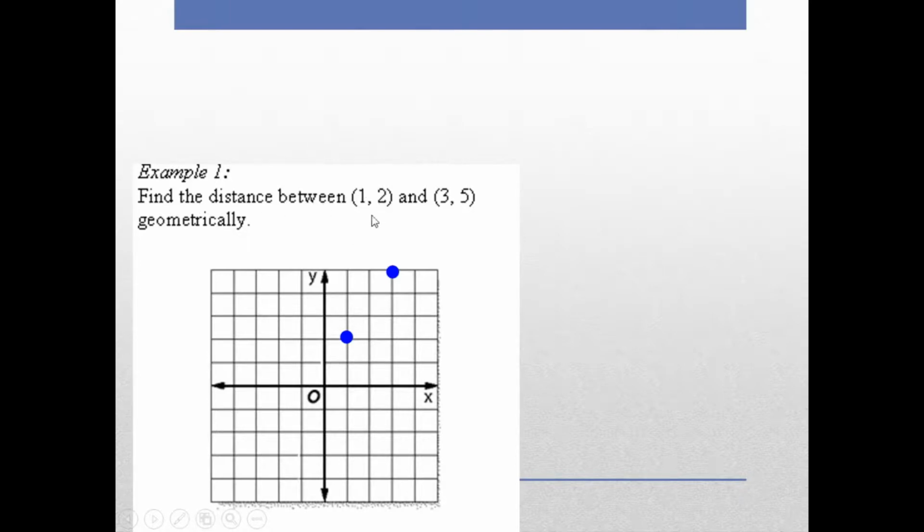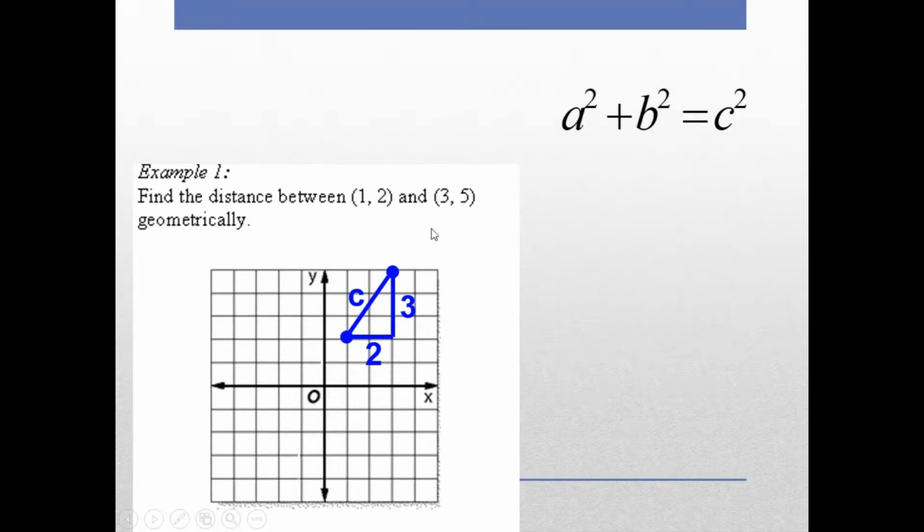To find the distance between 1, 2, and 3, 5, you can connect those 2 points with straight lines and then a line directly between them, which makes a right triangle. Then counting the units along the vertical and horizontal lines, I have a side with a length 2, a side with a length of 3, and that missing side we don't know. Hopefully you remember from previous classes the Pythagorean theorem, right up here.